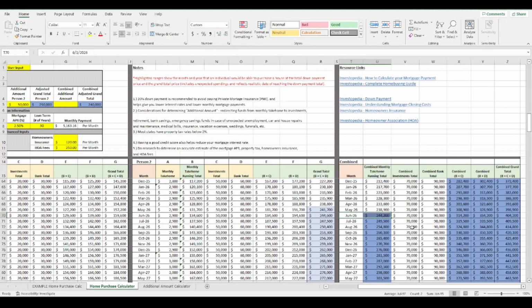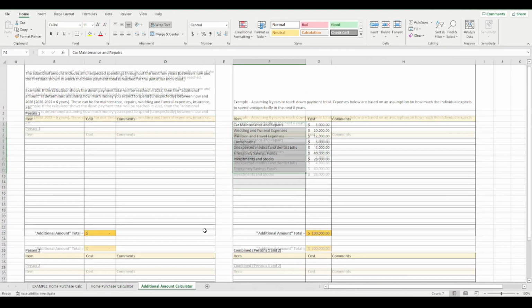However, we will need to apply the additional amount adjustment like we did for person 1 and person 2. This additional amount is based on both person 1 and person 2's unexpected spendings between now and that down payment date of June of 2026. So between now and 2026 would be a period of 4 years.